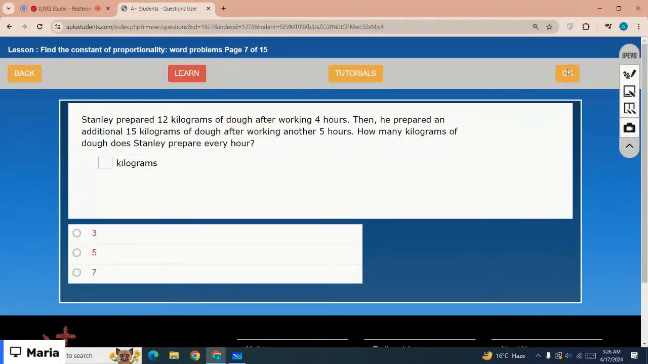Stanley prepared 12 kilograms of dough after working 4 hours. Then he prepared an additional 15 kilograms of dough after working another 5 hours. How many kilograms of dough does Stanley prepare every hour? Which is the correct option?